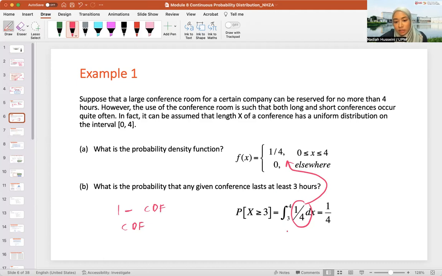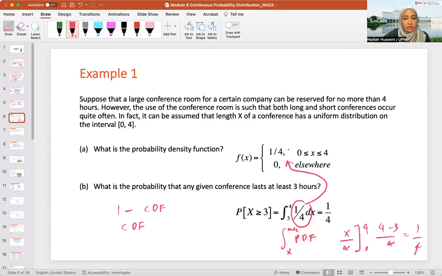Okay, so here we are integrating our PDF from the X that they are giving us up to the maximum. So X to max. And the PDF is 1 over 4. So you just integrate this and you get X over 4, and this goes from 3 to 4. So 4 minus 3 over 4 is just 1 over 4. Okay. So that's pretty easy.